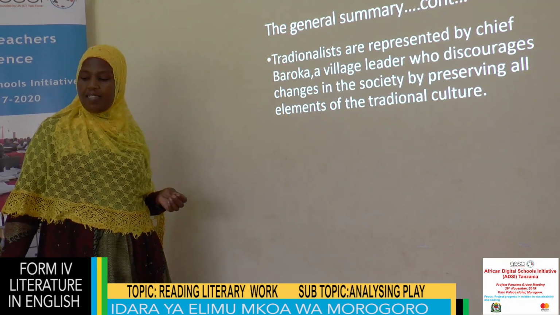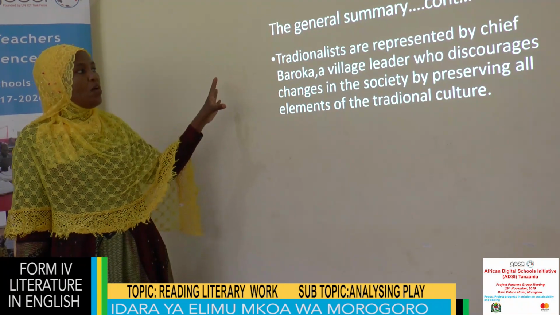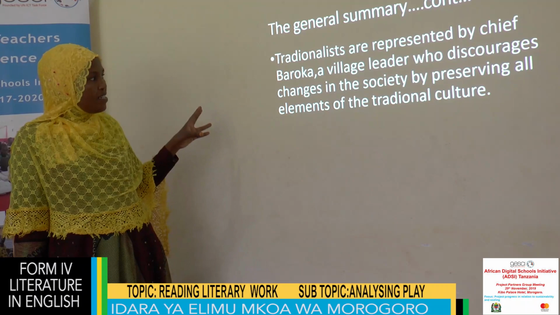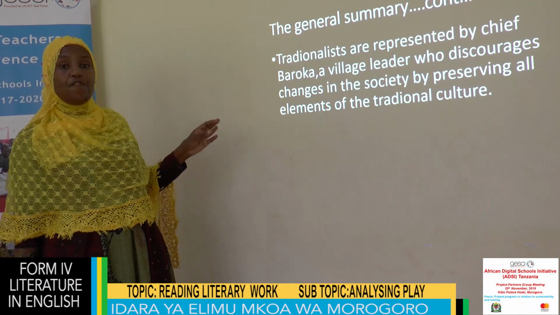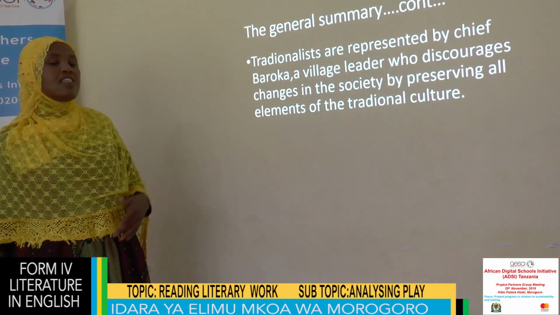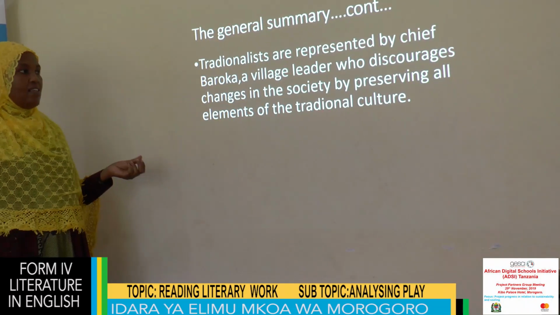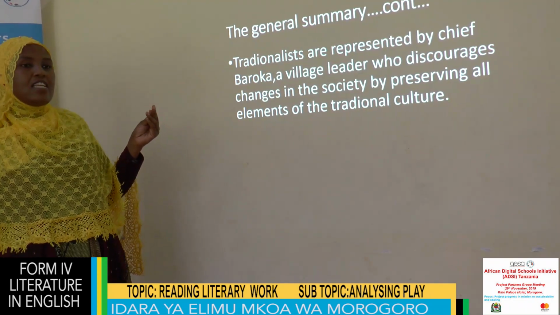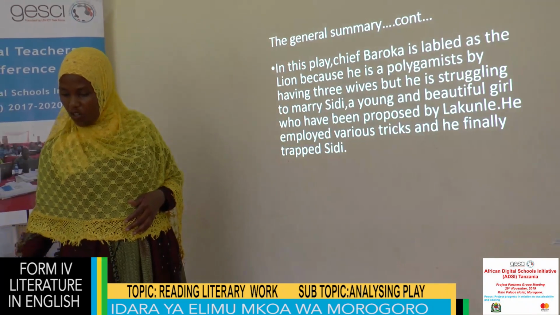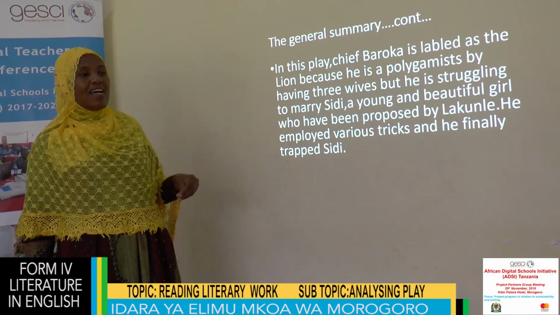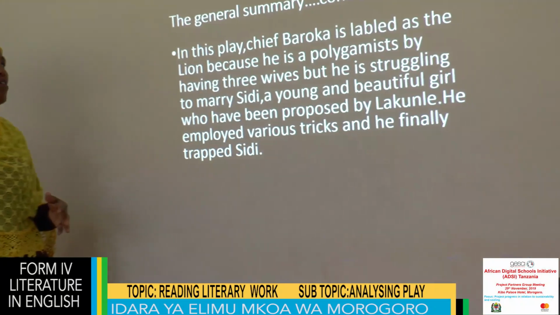Also, the society has another group, that is the traditionalist. Apart from the modernist, we have the traditionalist. What are these traditionalists? From that book, they are represented by the chief of the village, Mr. Baroka. He is a village leader, and he keeps on discouraging the changes in the society, something that has been embraced by the modernists. He is preserving the elements of the traditional culture, including wearing style and payment of the bride price. In this play, Baroka is labeled as the lion.